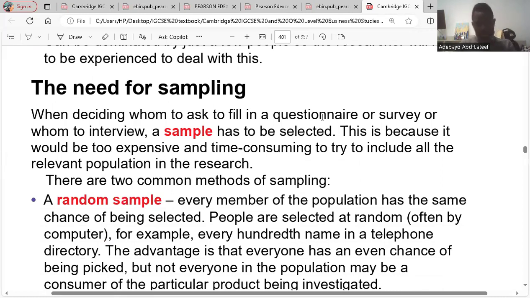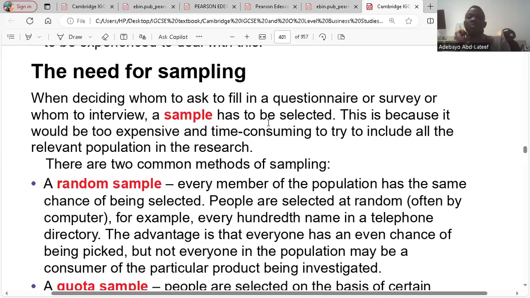Then we go to the need for sampling. When deciding whom to ask to fill in a questionnaire or survey, or whom to interview, a sample has to be selected. This is because it would be too expensive and time-consuming to try to include all the relevant population in the research. So you need a sample frame.